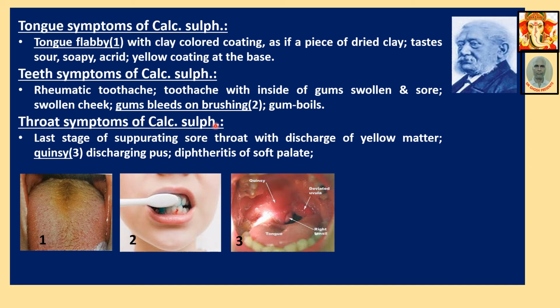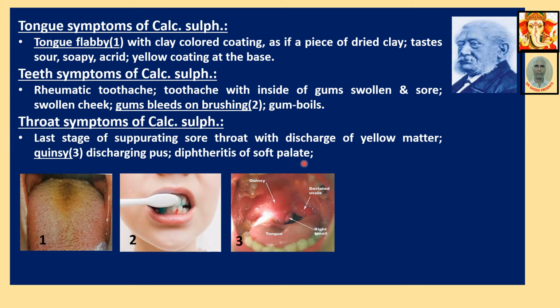Throat symptoms of Calcarea Sulph: last stage of suppurating sore throat with discharge of yellow matter, that is pus. Quinsy. Quinsy is simply a boil on the tonsil. Severe type of tonsillitis. It is highly painful, and in this case, pus comes out of these tonsils. That is called quinsy, discharging pus.